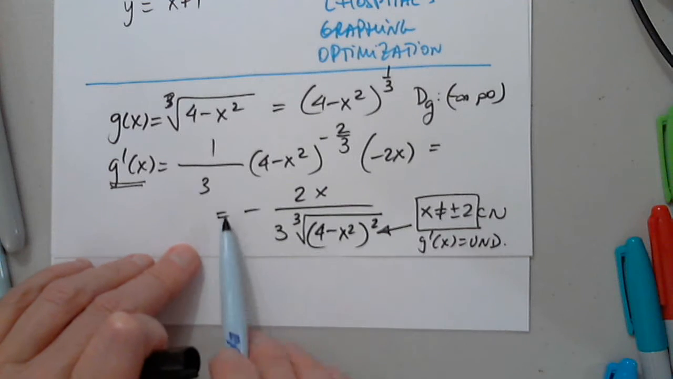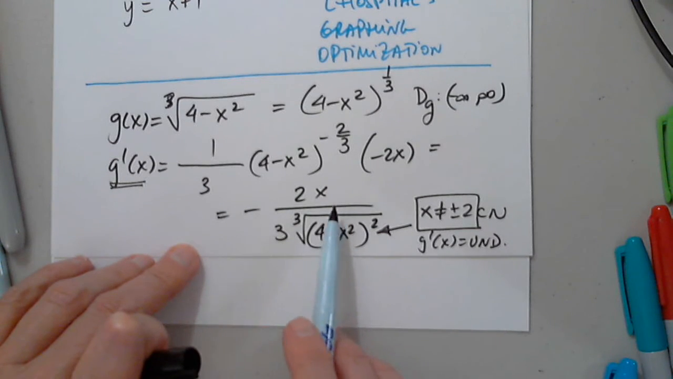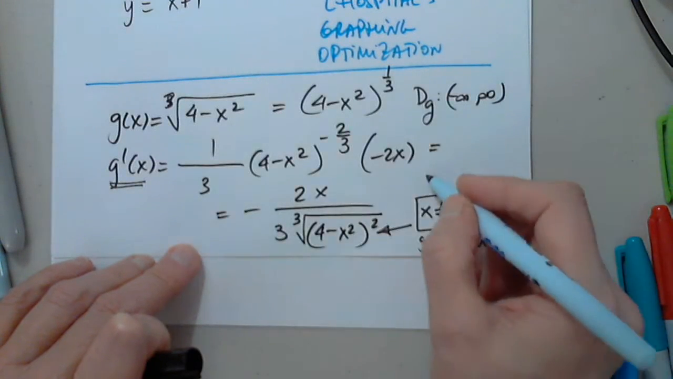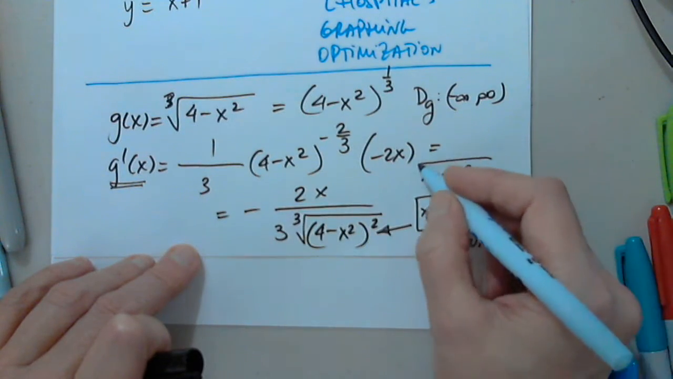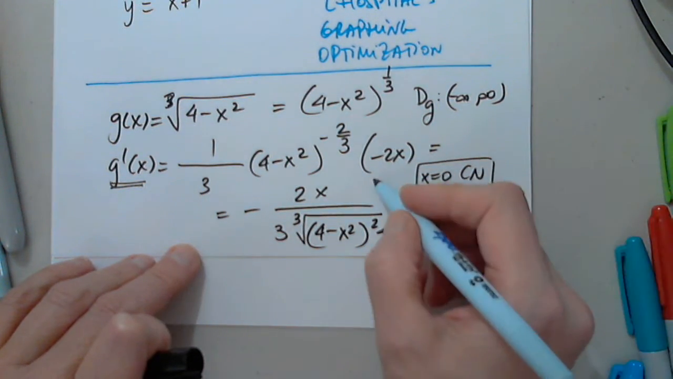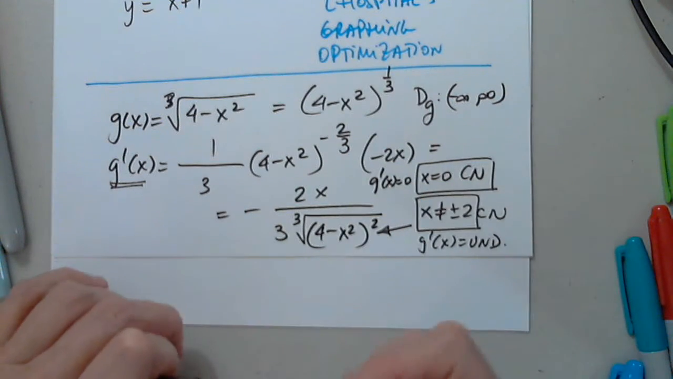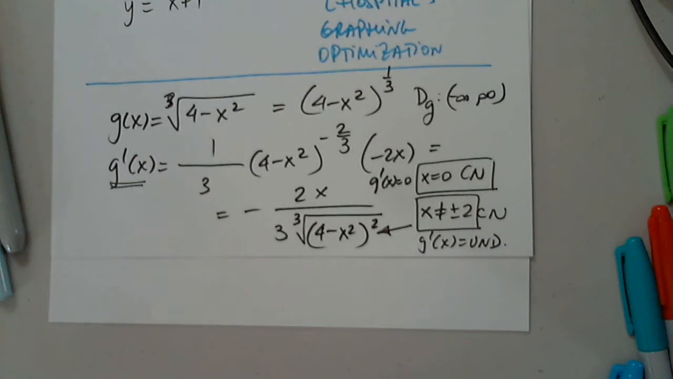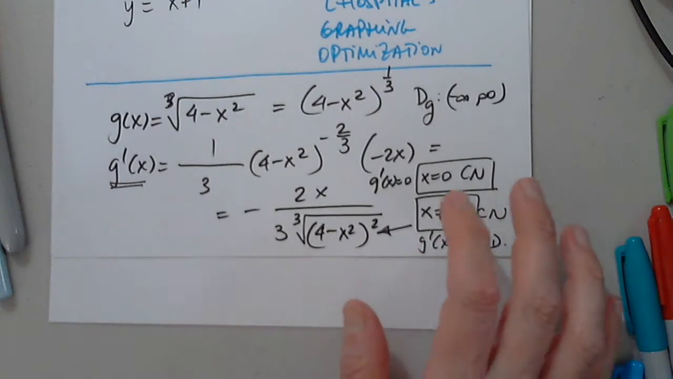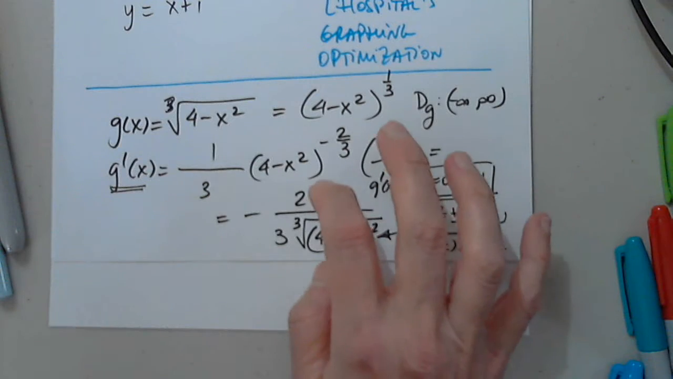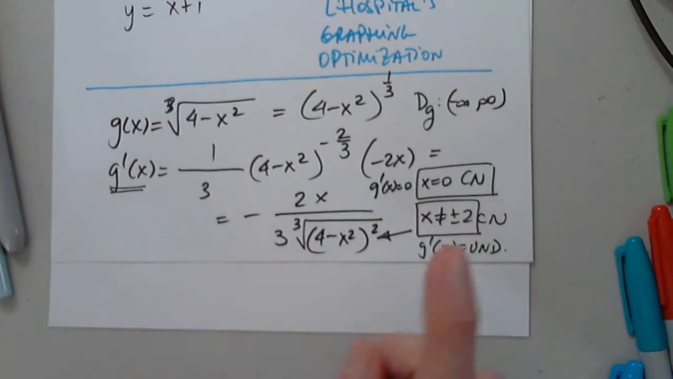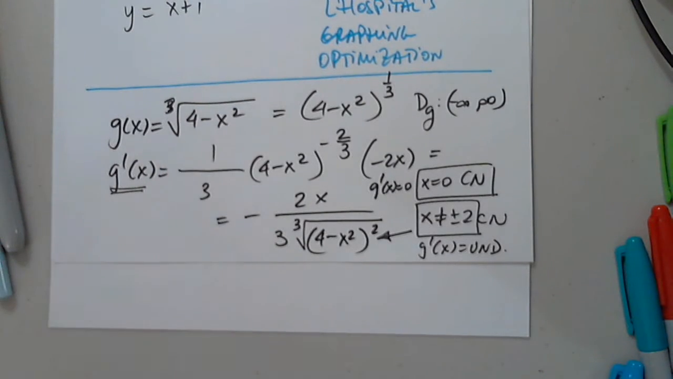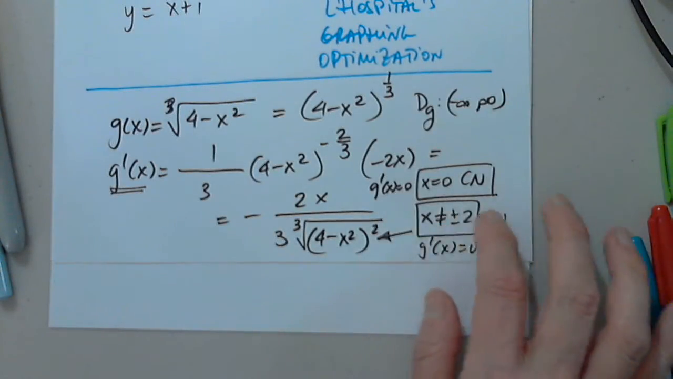Now, when is this 0? Another critical number will be from the numerator, which is x equals 0, also a critical number, coming from g prime equals 0. So always remember to look at both sources. One source is when g prime is 0, the numerator is 0 only when the top is 0. But also, only because the function is defined at 2 or negative 2, it's a critical number. Otherwise, these would not be critical numbers.